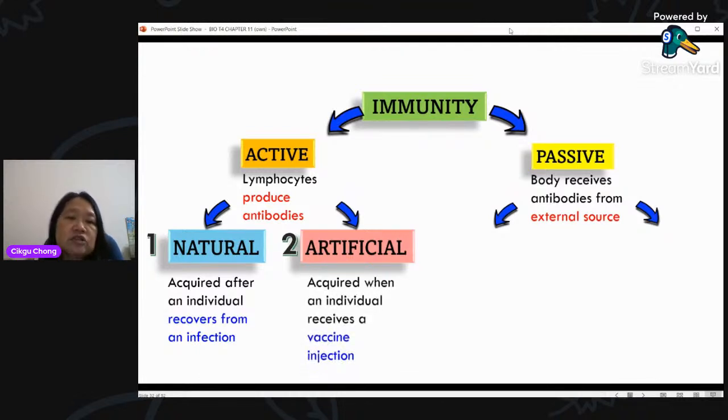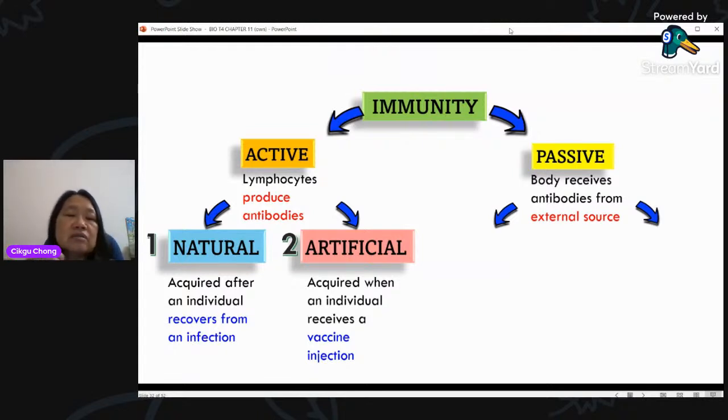Okay, so artificial active immunity is the immunity that is acquired when an individual receives a vaccine injection. Actually, a vaccine is a suspension, or a substance, that contains a pathogen, virus or bacteria that has already been weakened. So when you inject the vaccine, the entry of this vaccine into your body will, because of the antigen, trigger your body cells to produce the antibody.